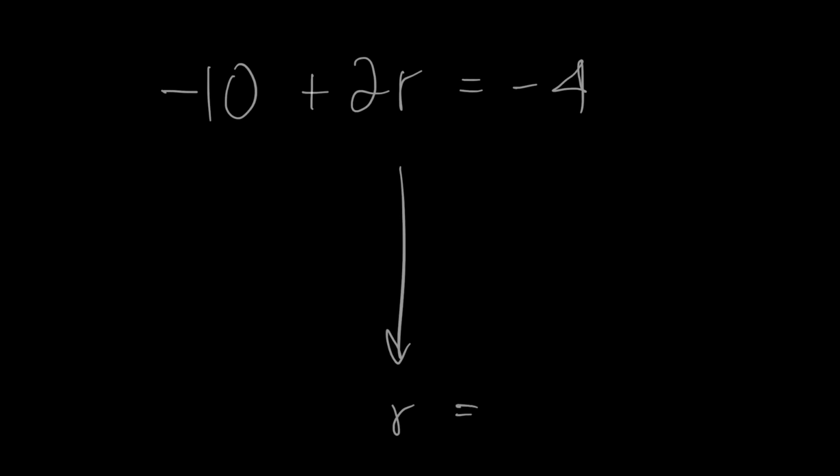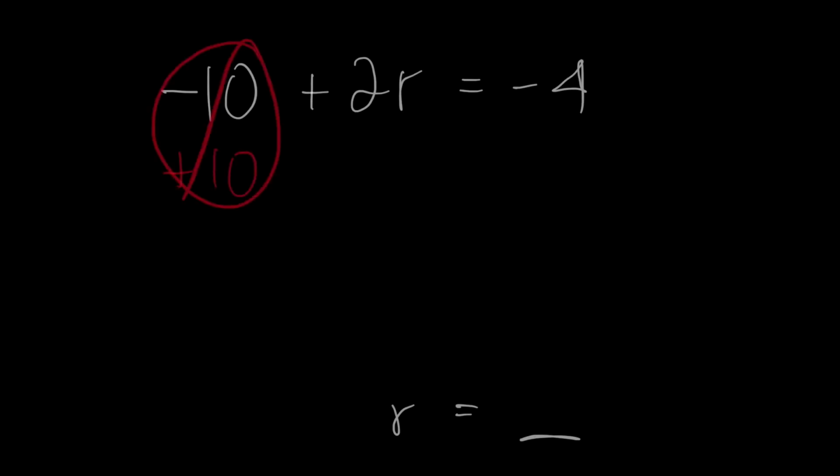Now let's consider the equation negative 10 plus 2 times r equals negative 4. Now we want to isolate the r so that we can find the value of what r is equal to. So let's look at what's happening around it and let's undo all of the operations. Let's start with negative 10. In order to undo or do the inverse, we add 10 and it zeroes out the negative 10.